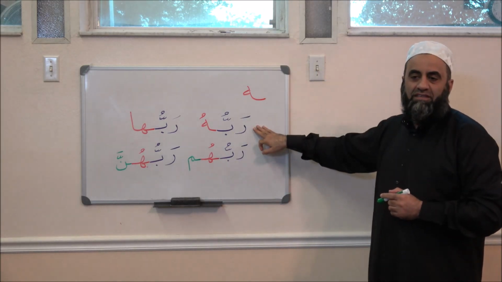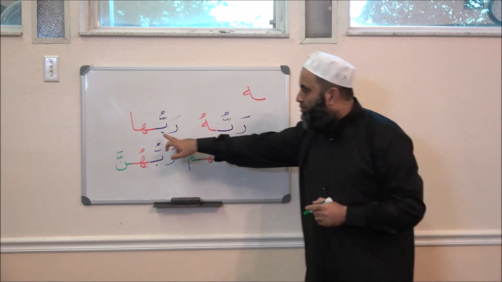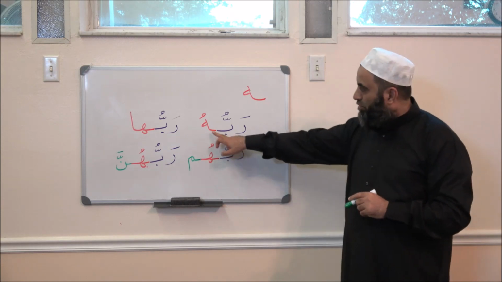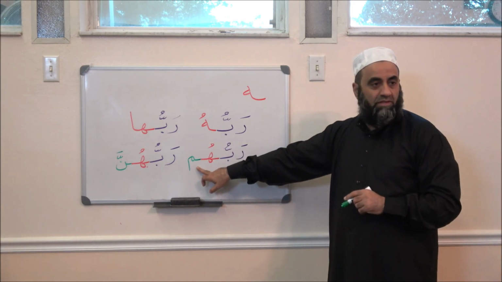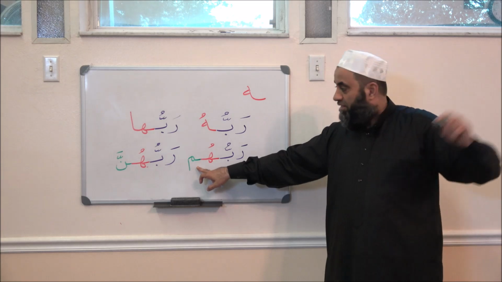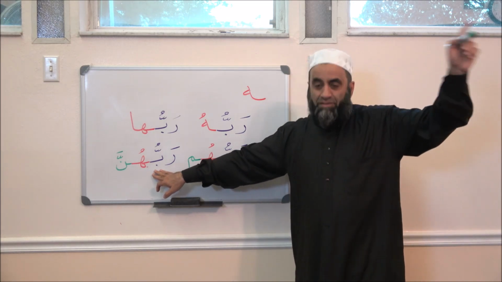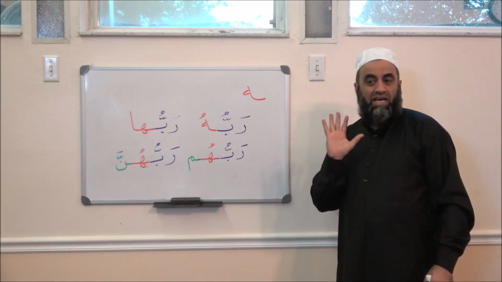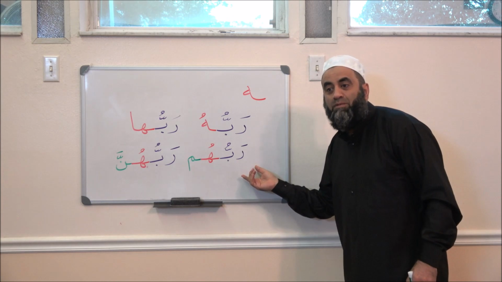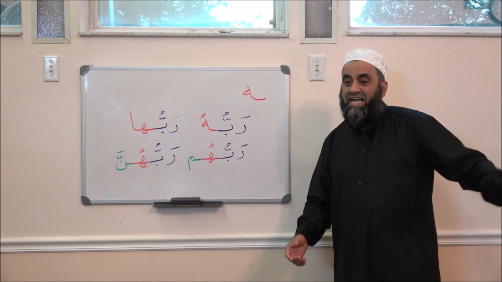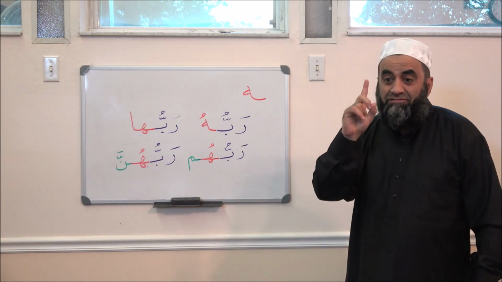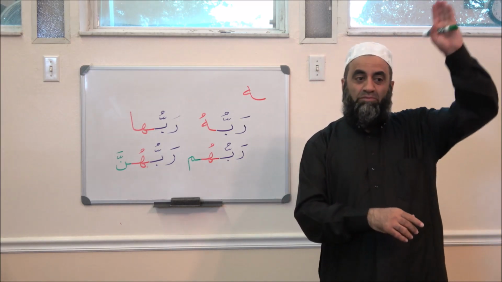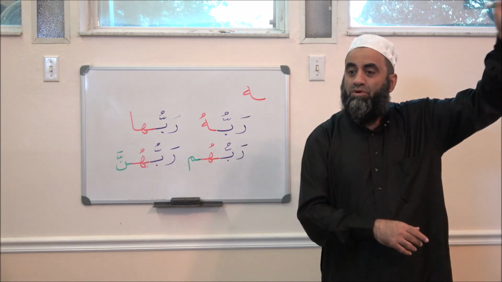Rabbuhu means his Lord. Rabbuha means her Lord. Rabbuhum is the plural of this one, their Lord. And Rabbuhunna, their Lord, a group of girls. How about two? I take the plural and I just add what? An alif. So it becomes Rabbuhuma. In the second person, it was the kaf. Fir'aun said, Rabbukuma. He's talking to them. But if I'm talking about third person, Rabbuhuma.